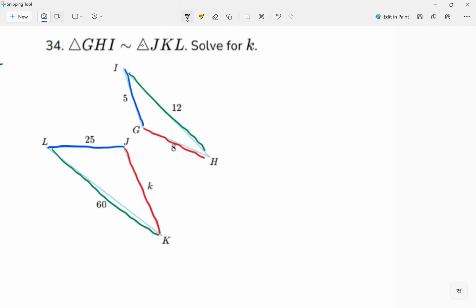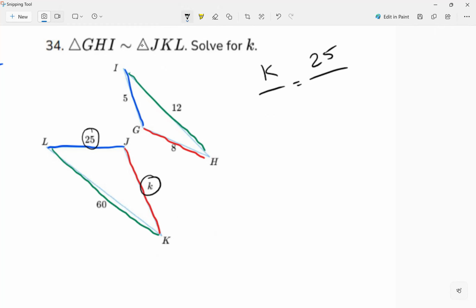From the triangle that has the letter, the triangle that has K, I only need two values, because I'm going to make two fractions. One of my values obviously has to be K, because I'm solving for K. The other value, I can choose either 25 or 60. It doesn't matter which one. I'm going to choose 25 just because the number is smaller.